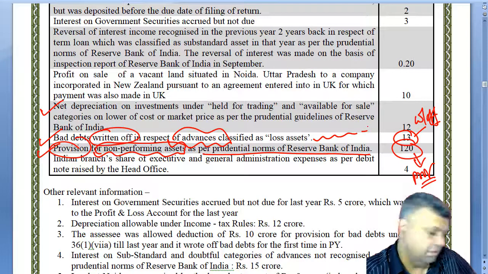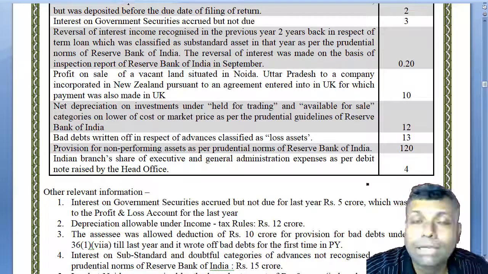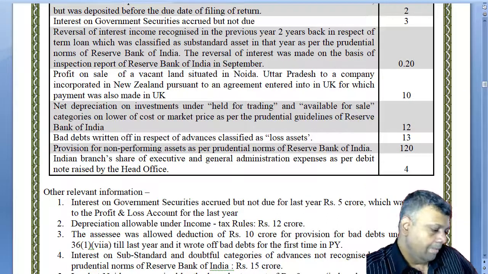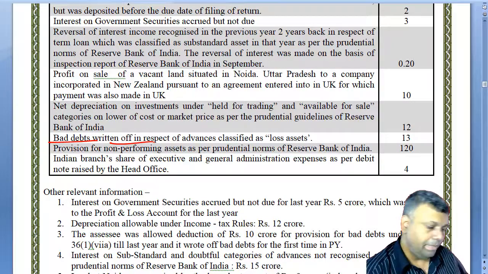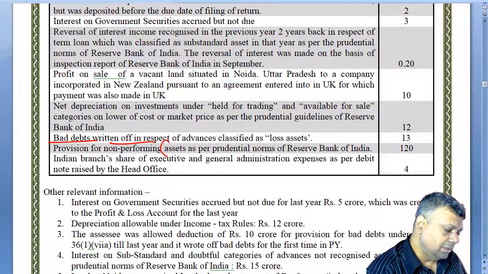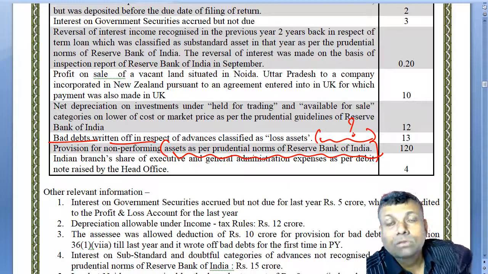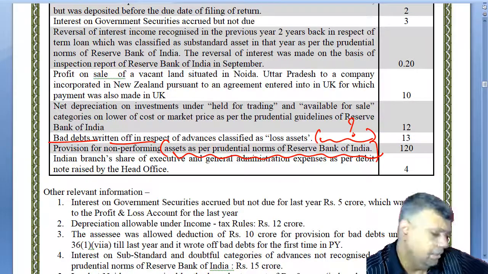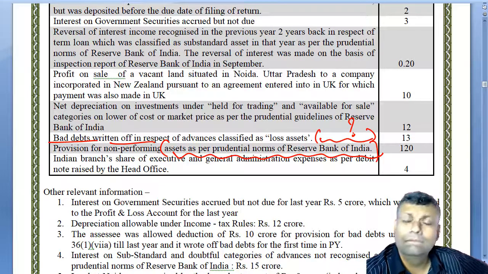I get confused. First of all, understand the difference in the language used in the question. I told you when I began this question that you need to pay more attention to the language of the question. Bad debts written off. With respect to bad debts, it is not told to us that it is as per the prudential norms. This kind of language is not used here. Why? The question paper could have written that this is bad debts as per the guidelines of the Reserve Bank of India, but they have not written it.